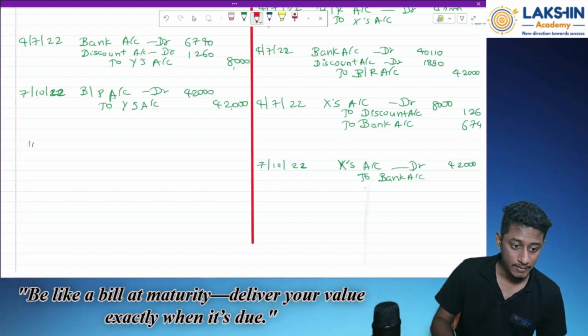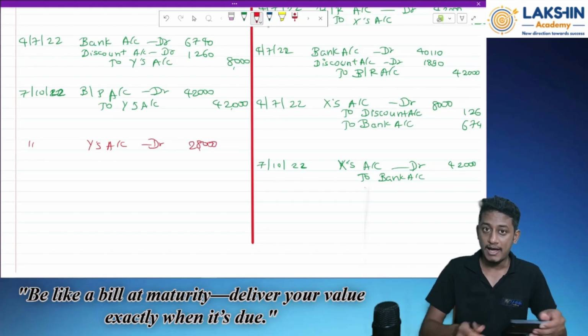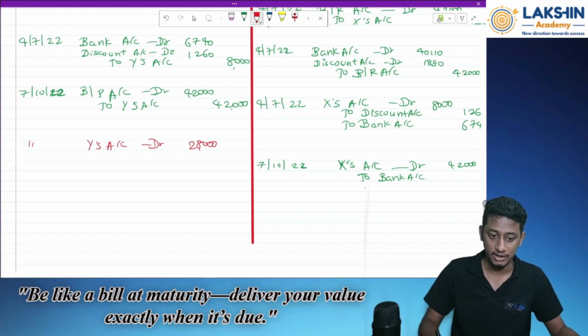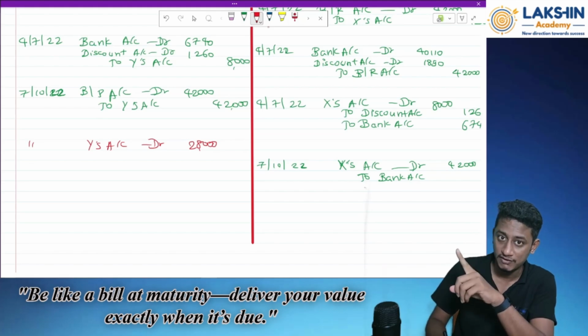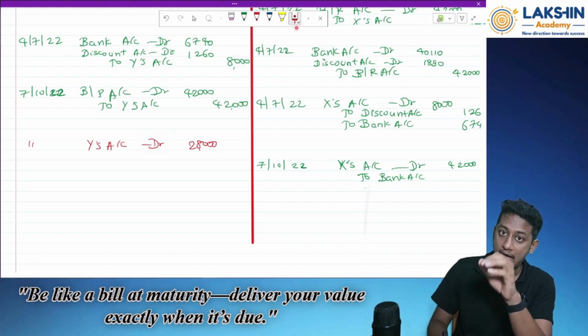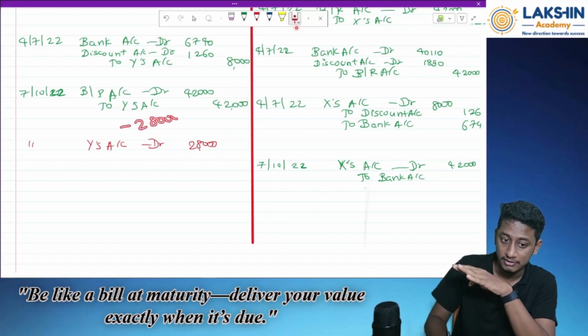On the same date, I will pass the entry, that is Y's account debited for rupees 28,000. Since I had a balance of negative 28,000, if I add 28,000 again, it will become 0. You can check it yourself. Because debit was a positive amount, credit was a negative. I have got the value in negatives, right? That is minus 28,000.